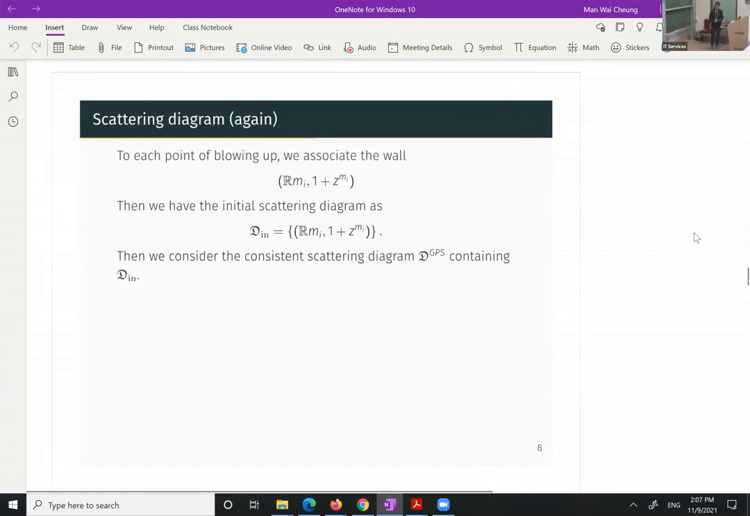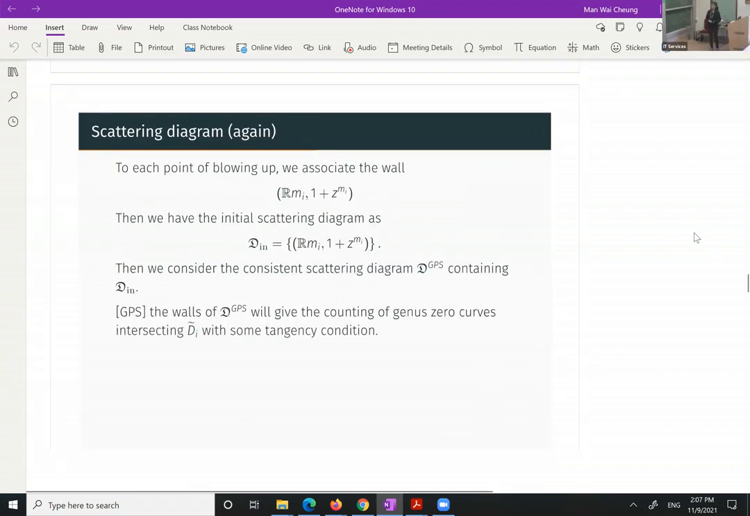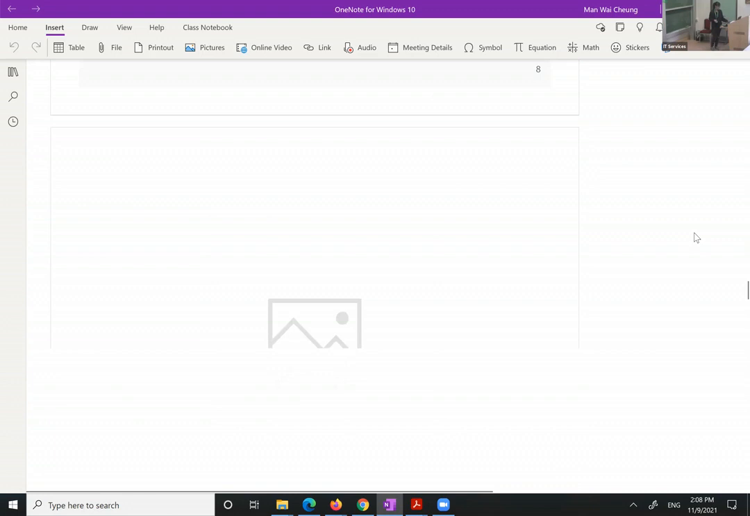The Gross-Hacking-Keel paper will tell us that for the consistent scattering diagram containing this initial one, the coefficients will give us some counting of genus 0 curves. It is like in Mark's talk, where he is answering which curves touch the divisor, with some tangency condition. And the one thing we'll actually use in our paper is that consistent scattering diagrams are unique up to equivalence. So once we know the initial scattering diagram is the same, we know the final consistent scattering diagrams are the same. So that is the enumerative geometry.